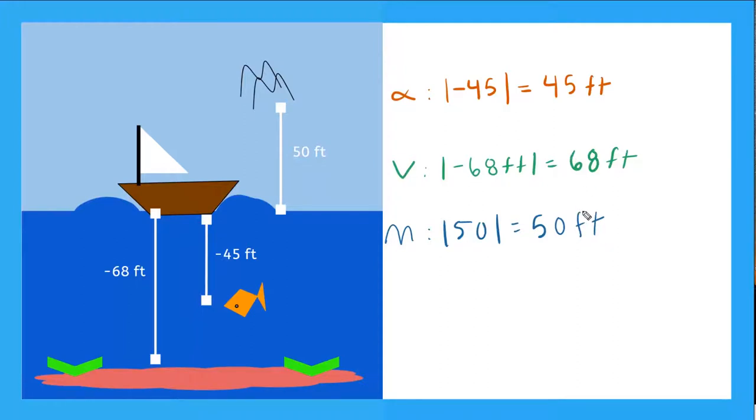So we need to order these numbers from least to greatest. What's the smallest number? That's right, we have the fish at 45 feet. And then what comes next? The next smallest gives us the birds here at 50 feet. And lastly, the ones furthest away from the boat, or from sea level, would be the coral reef at 68 feet. Nice work. Okay, let's look at one more example.